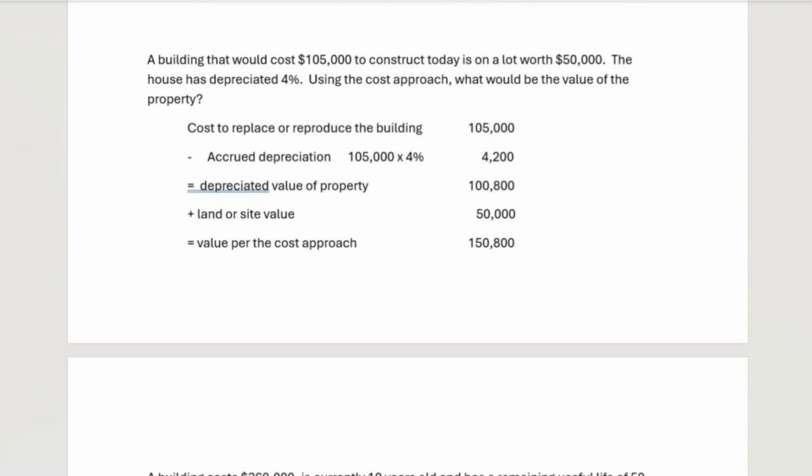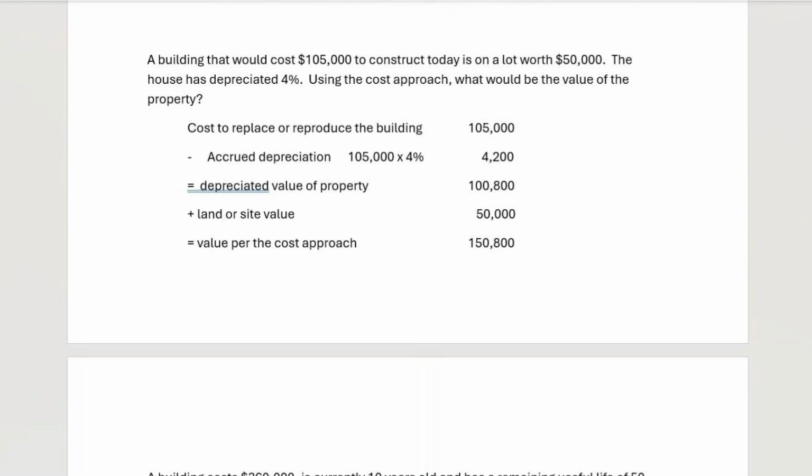When you have a property that is a special use property, or maybe even an unusual residential property where you have nothing to compare it to, you have no comparables, and it does not produce income, the appraiser might use the cost approach. So the basic formula for the cost approach is you take what it would cost to replace or reproduce the building, but that building won't be brand new. So you have to deduct accrued depreciation. That will give you a depreciated value of a property, but that's not the entire value, because you then have to add in the land or the site value. And that will give you the value per the cost approach.